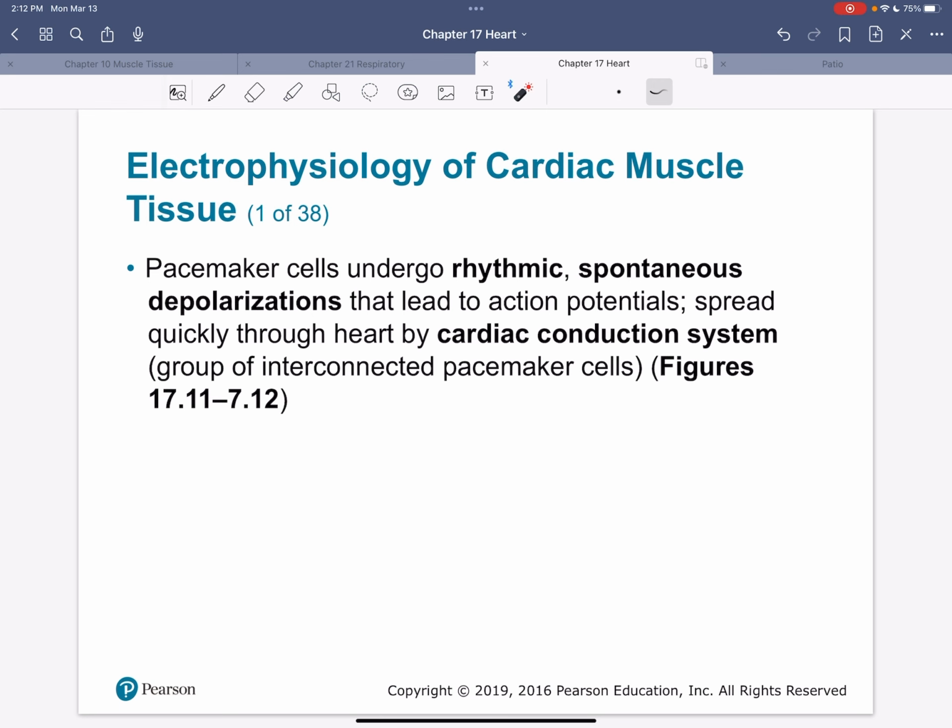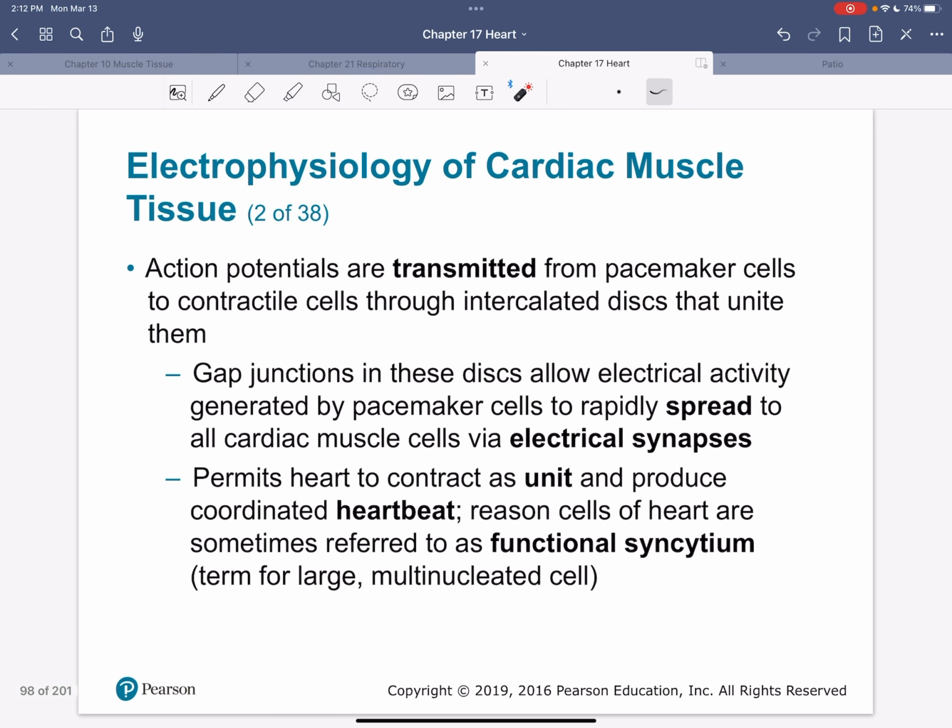Now, pacemaker cells basically undergo a sequence where they set up an action potential, they hit hyperpolarization, they depolarize, and then they repolarize, and they keep doing that cycle over and over and over. Action potentials are transmitted from the pacemaker cells to the contractile cells through, not shockingly, the intercalated discs. So those gap junctions allow, once we get the ball rolling, for the ions to move from one cell to the next through those gaps at the intercalated discs.